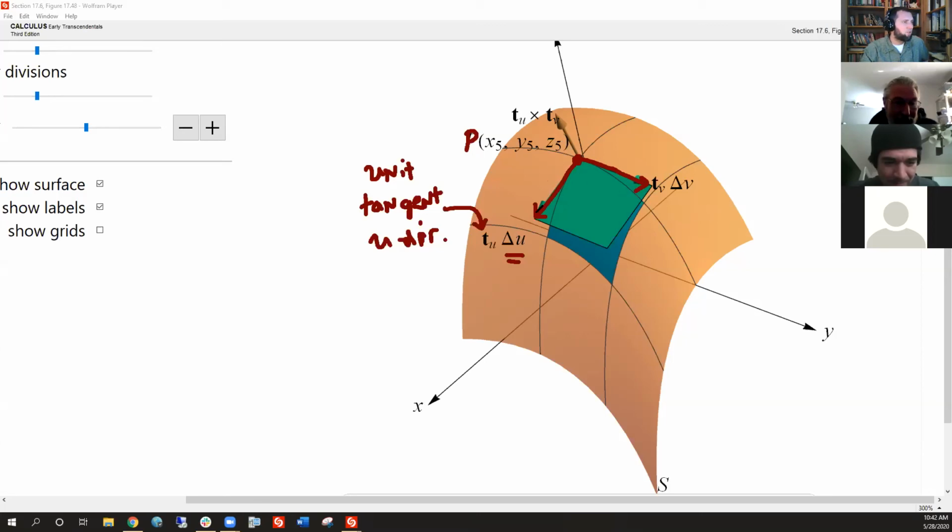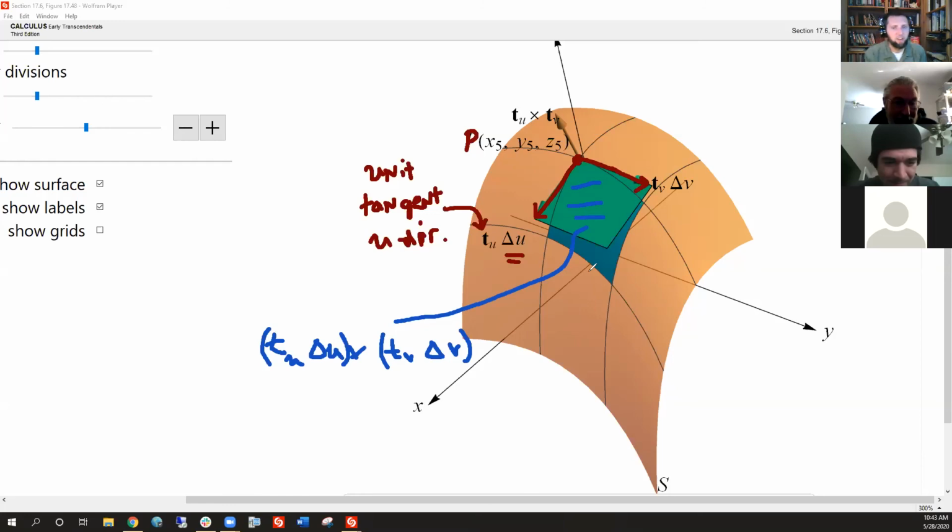How do we use those two vectors to find the area of the parallelogram? Cross product, right? So this area here would be the cross product of the two. So it's going to be T_U delta U cross T_V delta V. So this will give me the area of the parallelogram, which would be approximately the area of the patch.